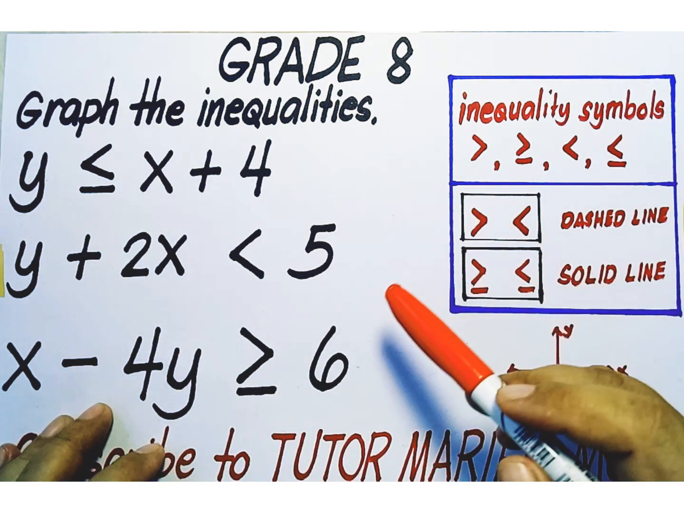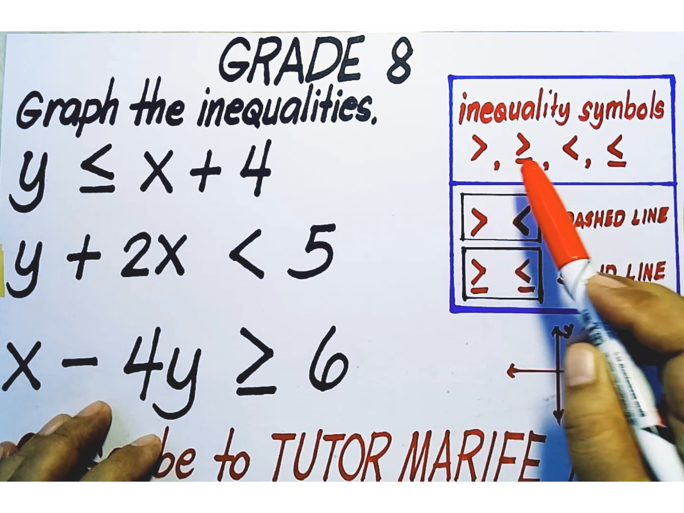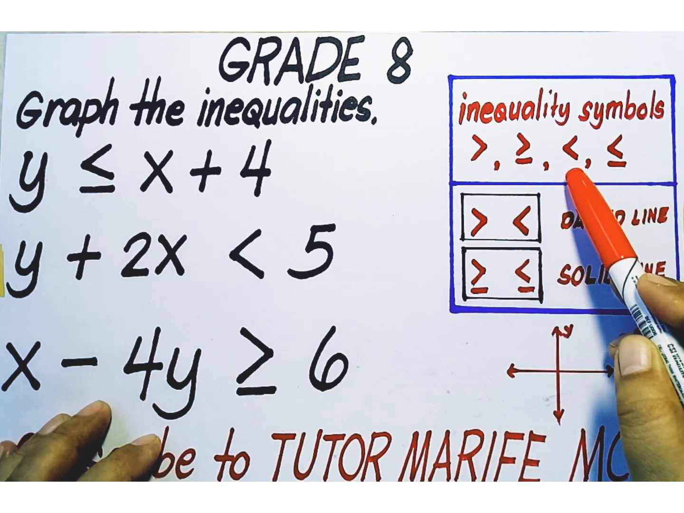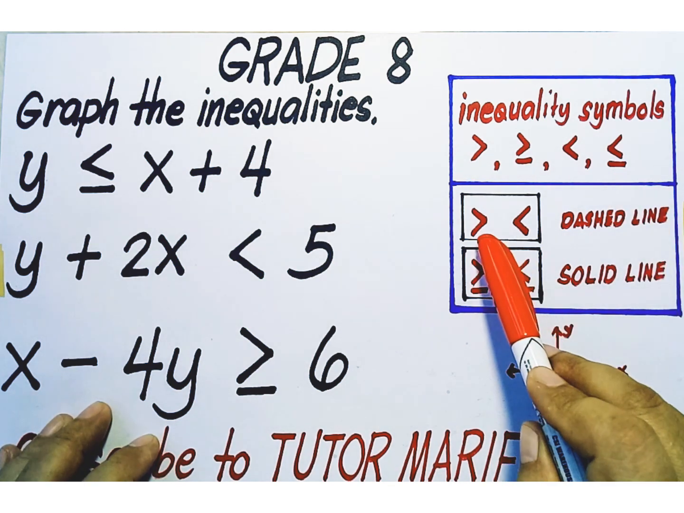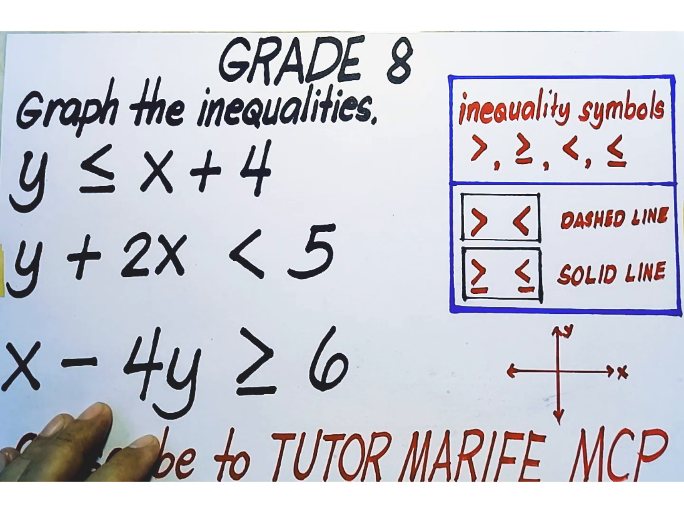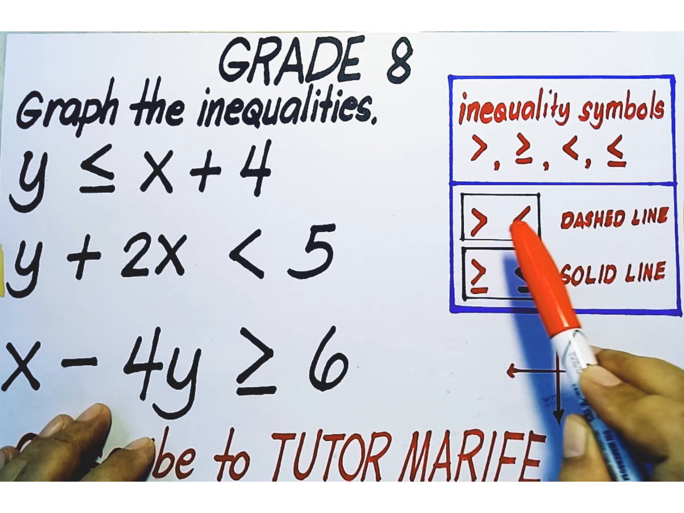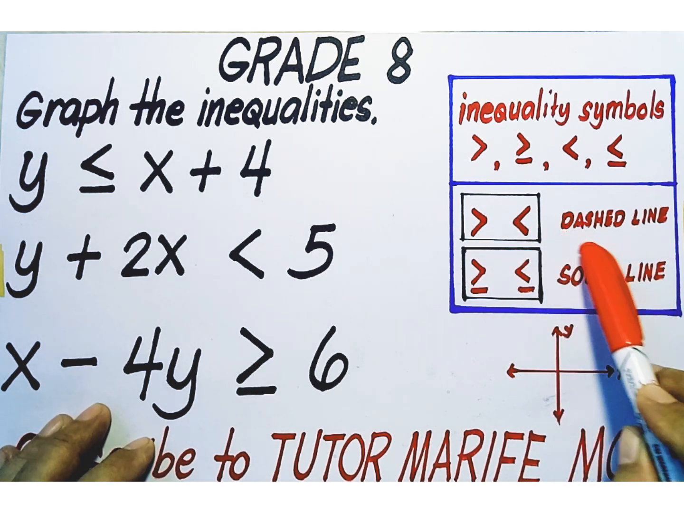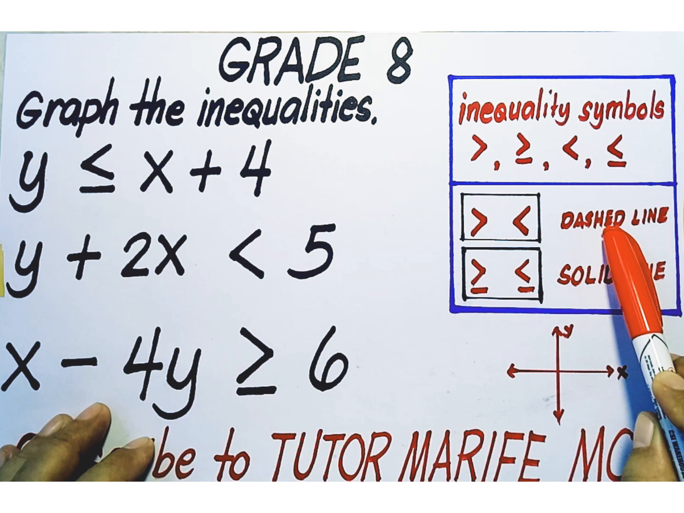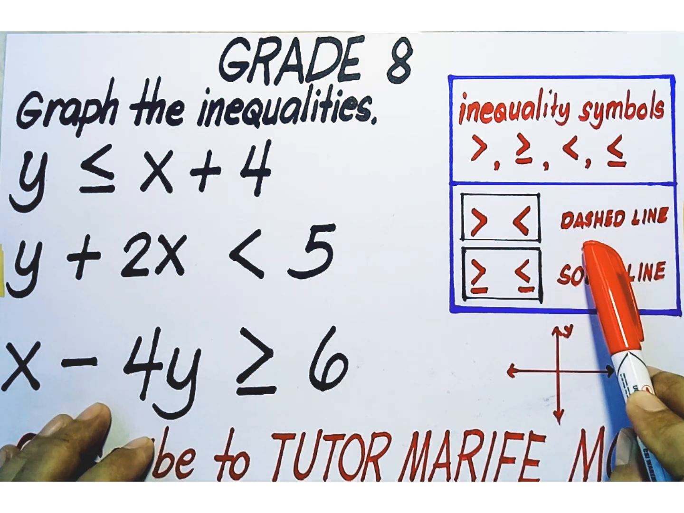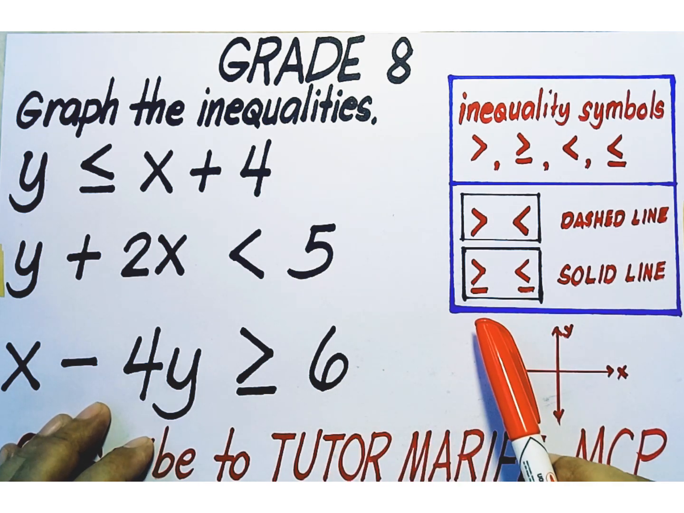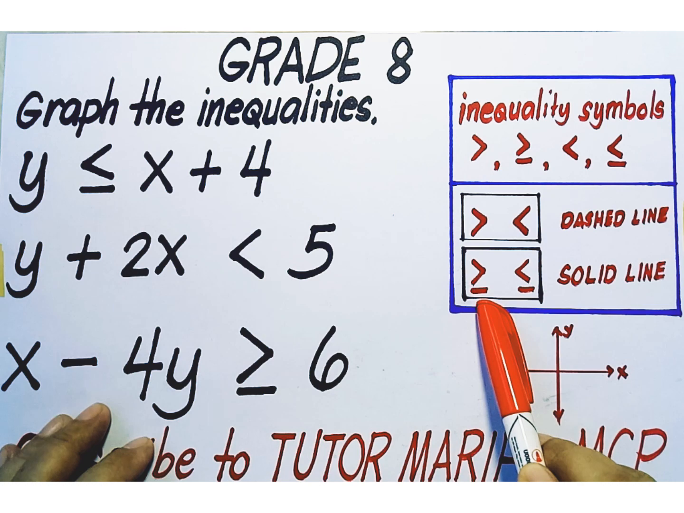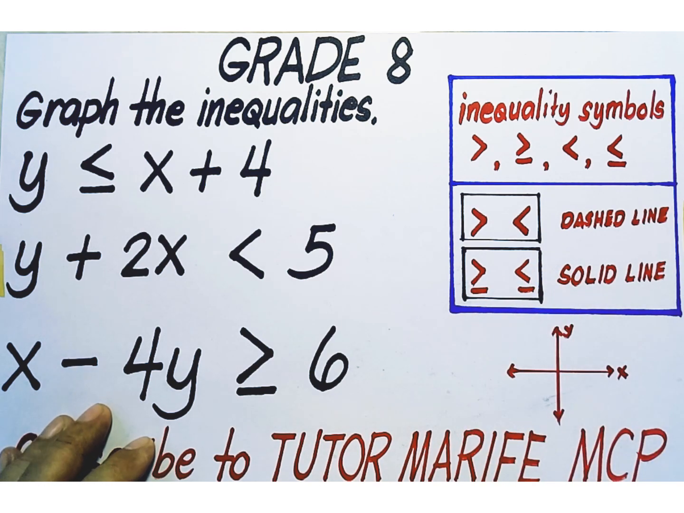We have four inequality symbols: greater than, greater than or equal to, less than, and less than or equal to. If there is no equal component to the symbol, that means the inequality symbol used is greater than or less than. We use a dashed boundary line. We use a solid boundary line if there is an equal component to the symbol. That means the symbol used is greater than or equal to or less than or equal to.